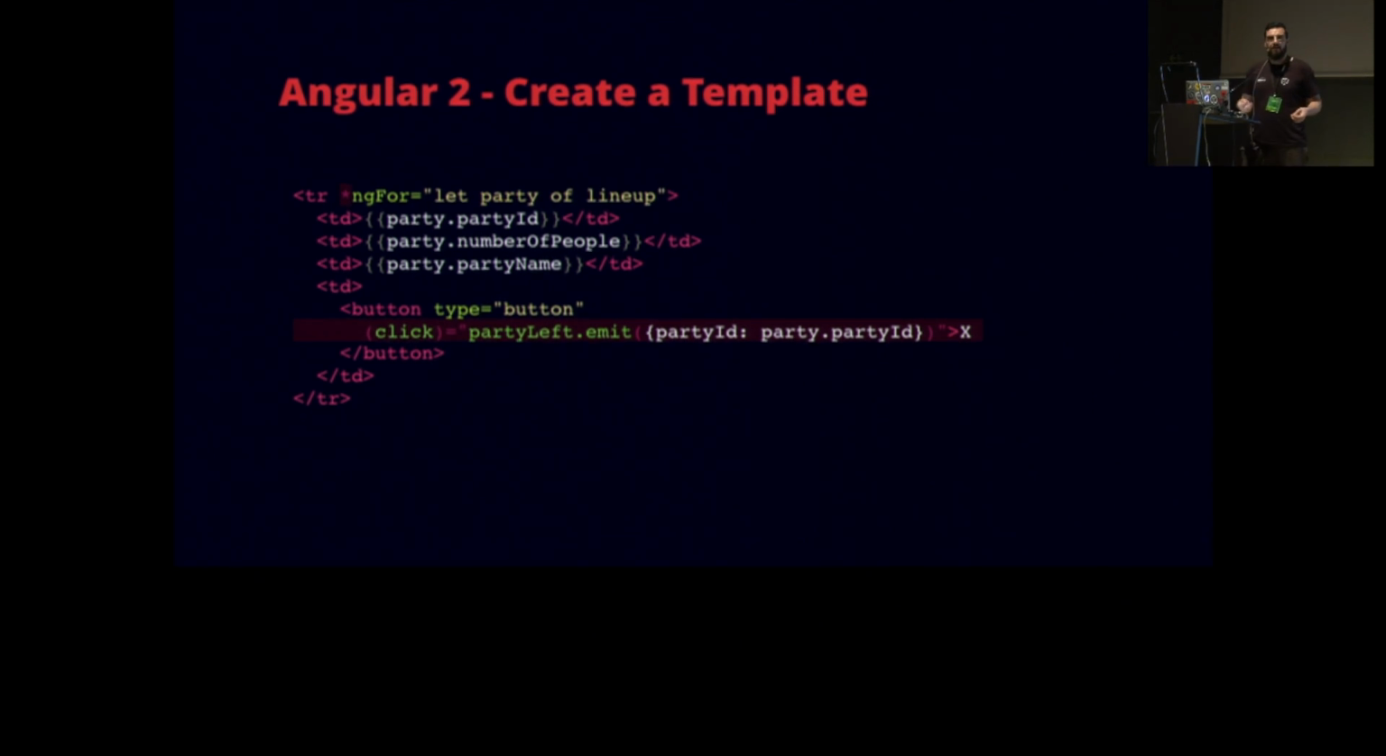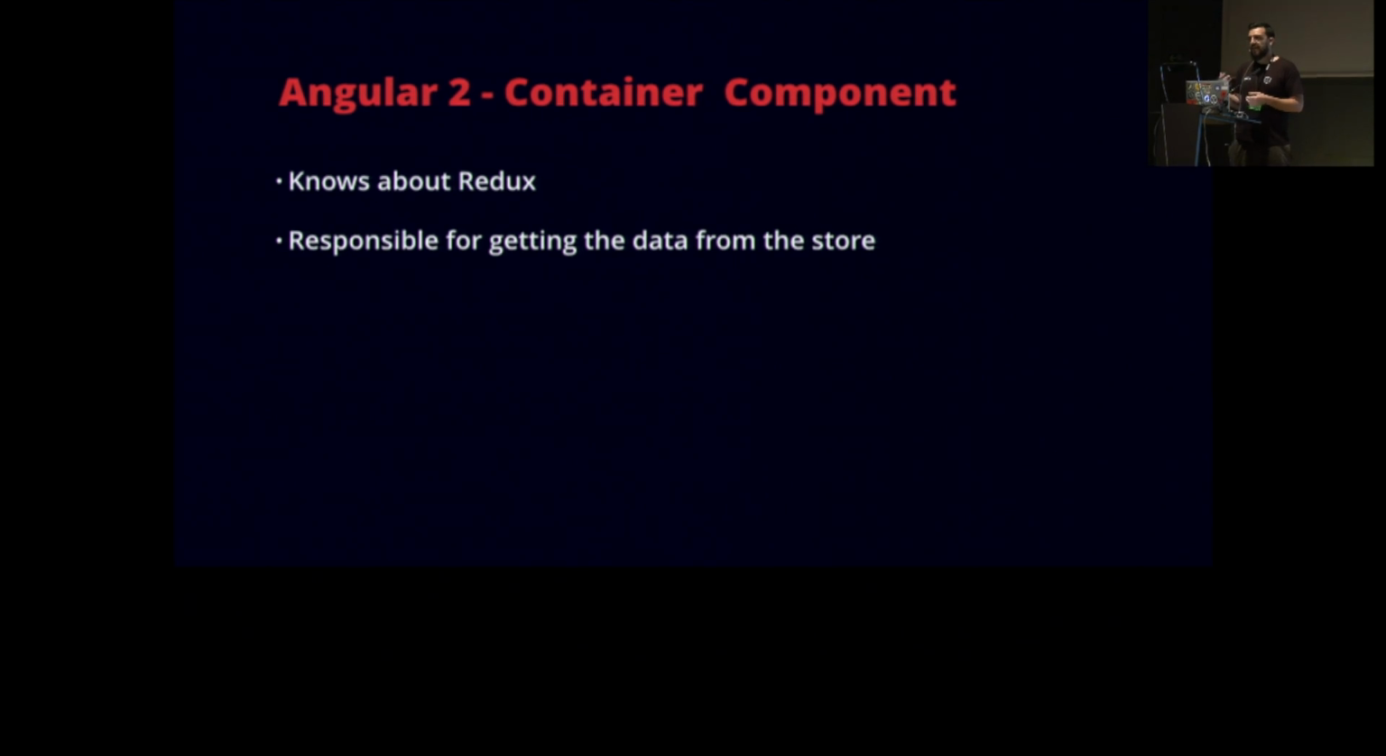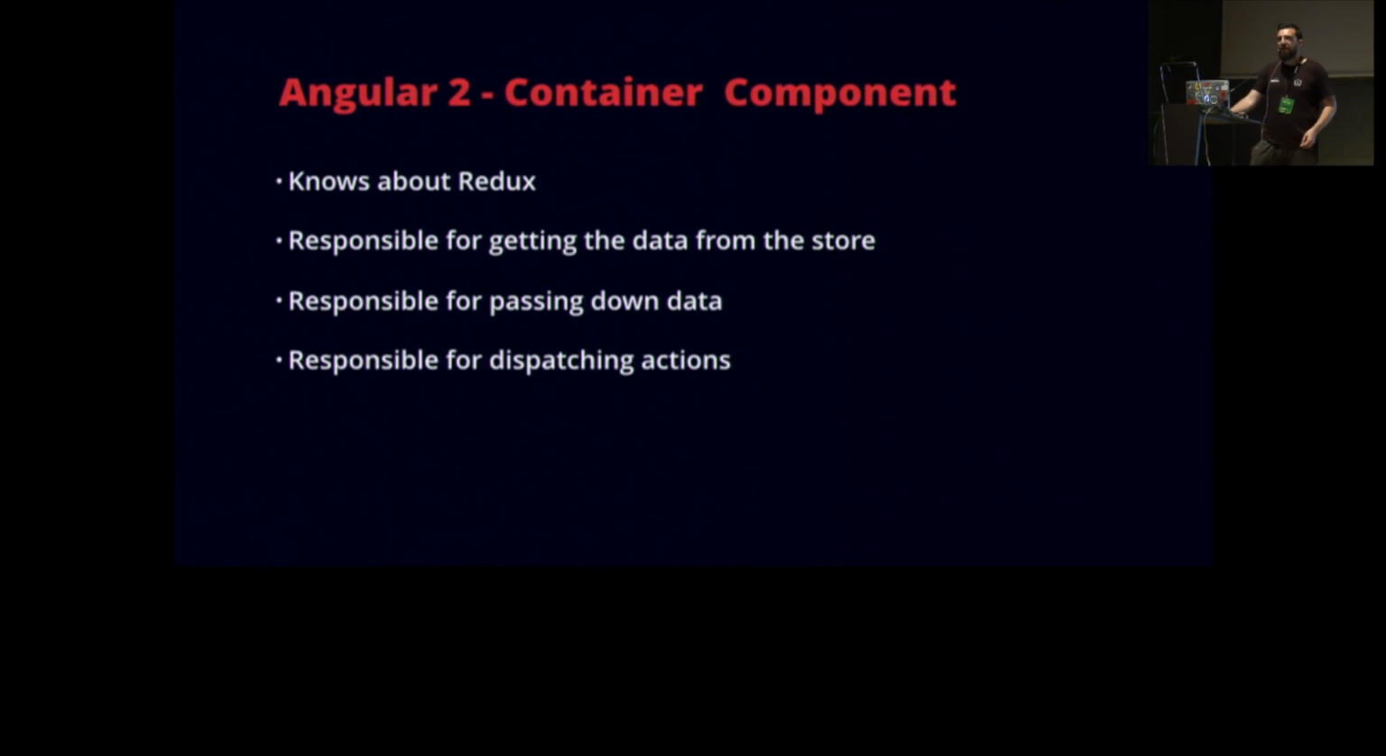And there's not much use here until you put it within a container or a smart component. With the container components, this is where they know about Redux. They're responsible for getting the data from the store, passing the appropriate data down to the dumb components, and also dispatching and handling actions. You can also nest them where appropriate, because you don't want one massive container doing absolutely everything within your application. Wherever it's appropriate, you can create new containers that encapsulate an area of concern.